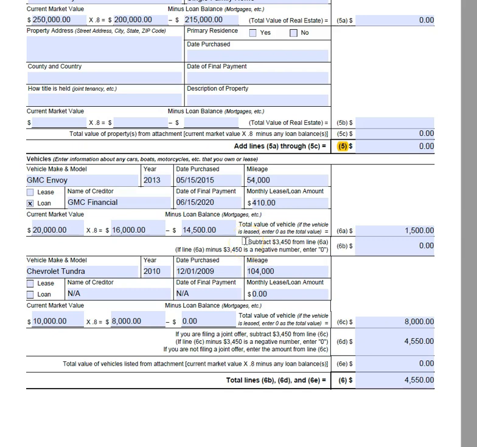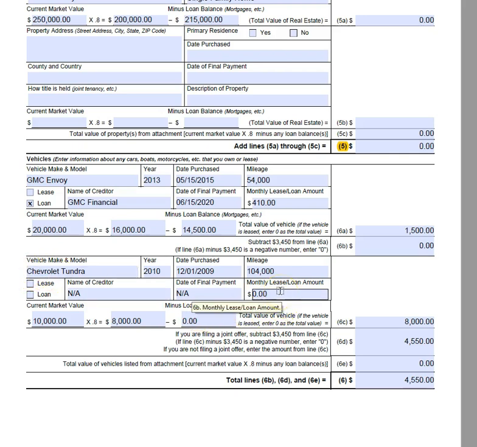Now you'll see right here that it tells you can subtract $3,450 from line 6A. If it's a negative number, put 0. So if you are a single individual filing an offer in compromise, you can subtract $3,450 from this $1,500, bringing that to a 0, but you can't put that into a negative number. Now this taxpayer's spouse also has a vehicle. So we put in the information for the other vehicle.